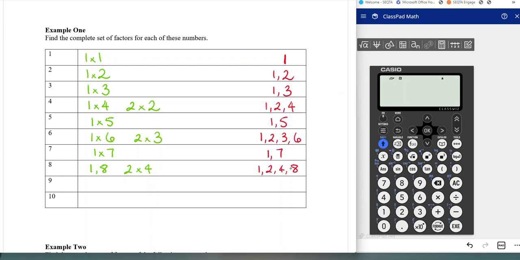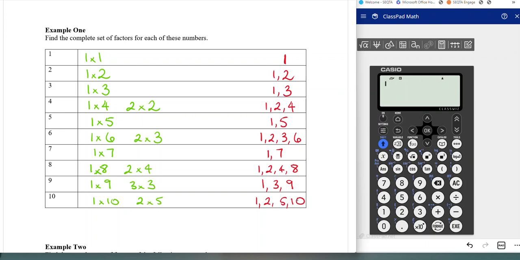Good. All right, number 9. We have 1 times 9, and we can do 3 times 3. So we have the numbers 1, 3, and 9. We only do the 3 once, even though it was 3 times 3. And finally, 10 is 1 times 10 or 2 times 5, which means my factors are 1, 2, 5, and 10. Okay, so that's how we write our factors out. So factors are anything that we can divide our number by evenly and not have a remainder.